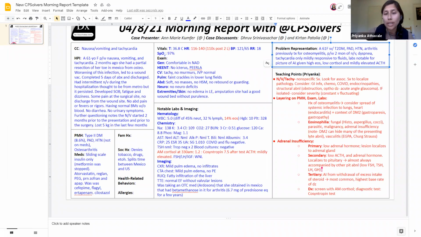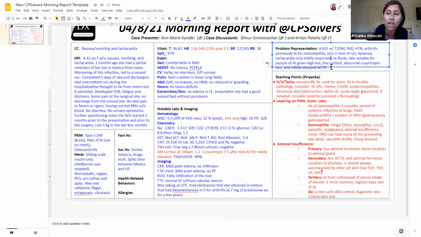Then after we got more data about the AM cortisol and the cosyntropin test, I think that really put us in the bucket of this patient has adrenal insufficiency, and that diagnosis explains her presenting symptoms. However, then the question became, what caused her adrenal insufficiency? And we wrapped up with an amazing discussion about the different causes, such as primary, secondary, and tertiary. And again, I encourage you all to look at the illness script for adrenal insufficiency on the CP Solvers website.